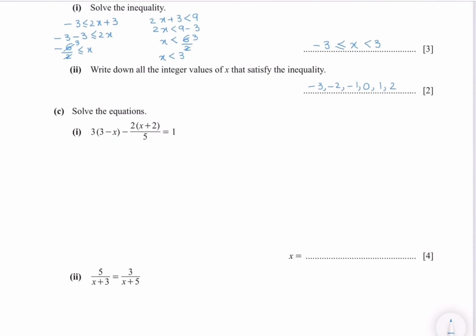Solve the equation. Okay. So first multiply 3 inside the bracket and then take the LCM 5.